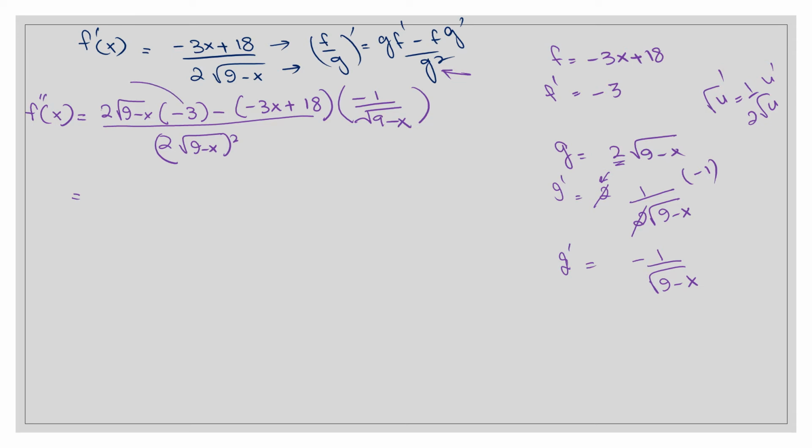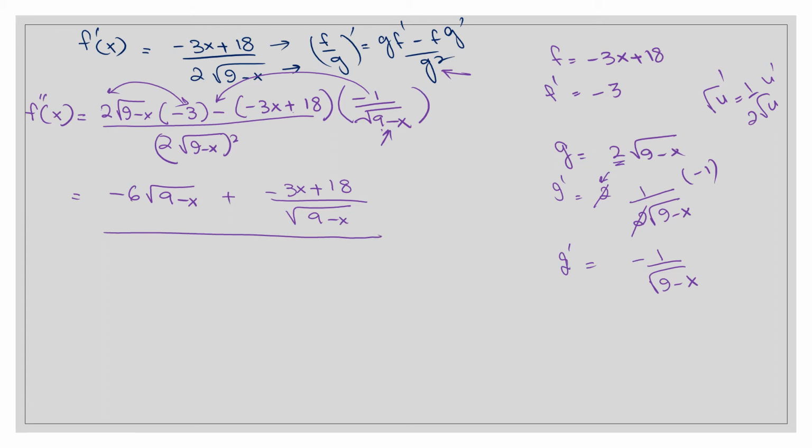So 2 times negative 3 will give you negative 6 square root of 9 minus x. Now this negative 1 times negative will give you positive, and here you will have negative 3x plus 18 on the top and all upon square root of 9 minus x, which is in the denominator over here for the second term, and then all upon, now this square is on the 2, so you will get 4, and this square on the square root of 9 minus x, so you will get 9 minus x.